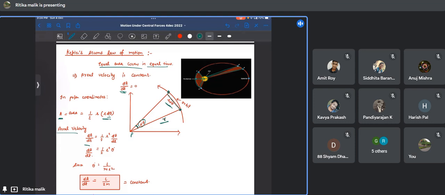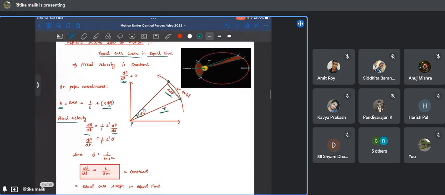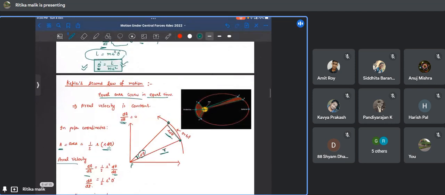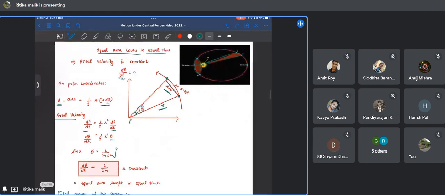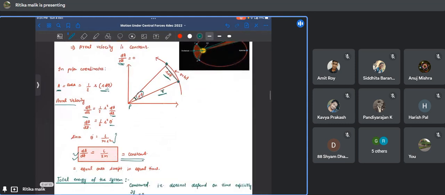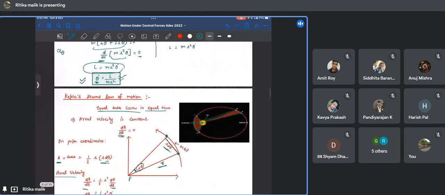So you just take dA by dt here, and it becomes 1 by 2 r square d theta by dt. And you already know that theta dot can be replaced by L by m r square, and L by m is constant. Since L is constant, your dA by dt will become constant. So Kepler's second law of motion can be derived from this equation alone, that your angular momentum is conserved.